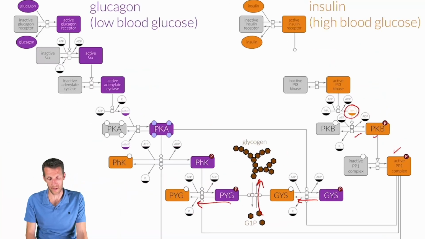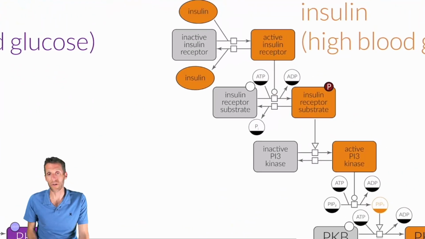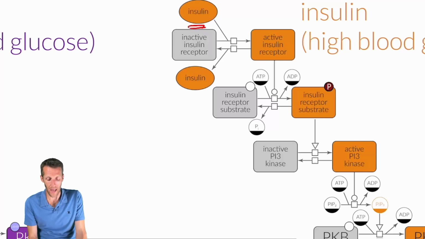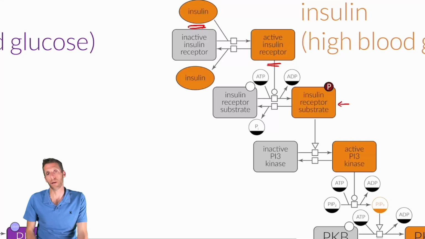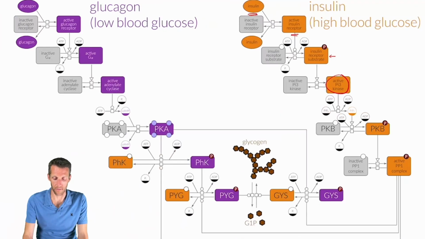Oh, we are so almost done with this. Last step in the middle there is what activates that? Well, it turns out insulin does. So insulin in the bloodstream activates the insulin receptor. The insulin receptor actually phosphorylates the insulin receptor substrate. This isn't a kinase, but this activates PI3 kinase through an allosteric mechanism, which then leads to the rest of this process, right?